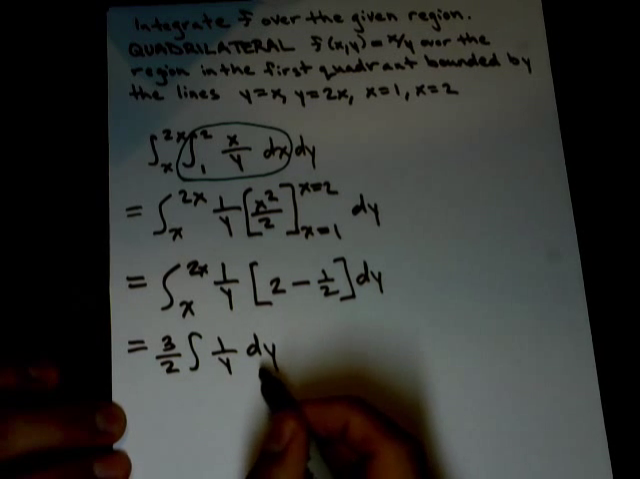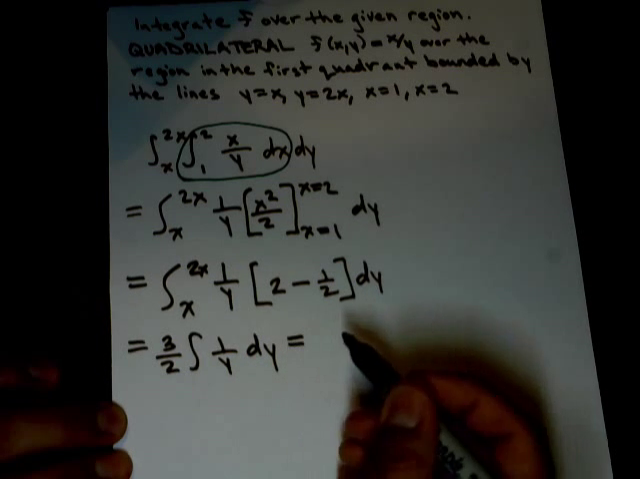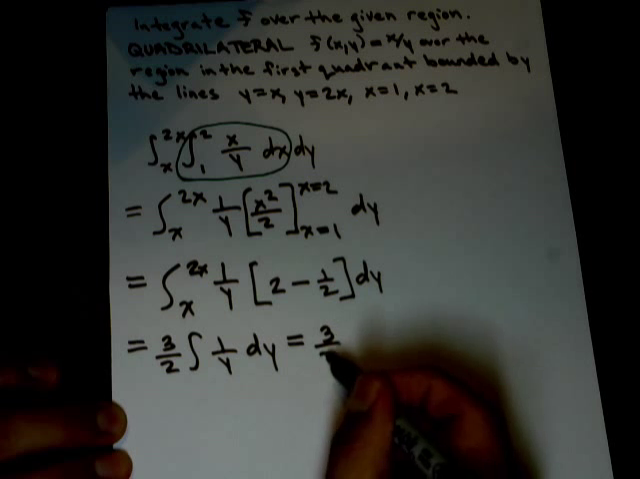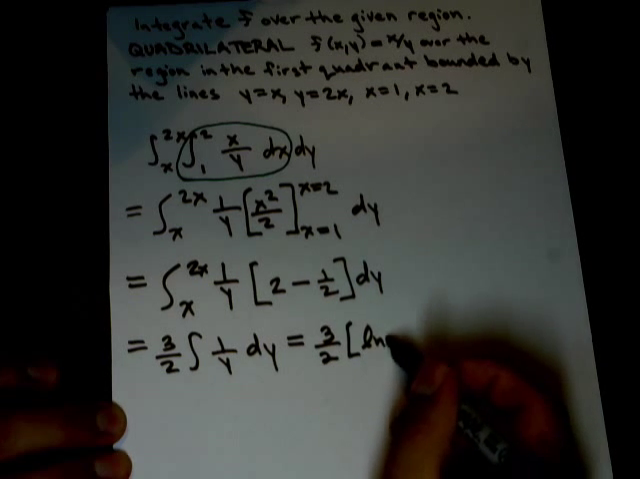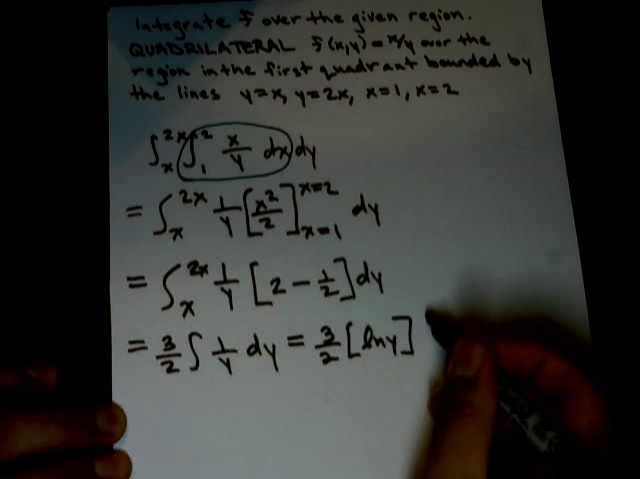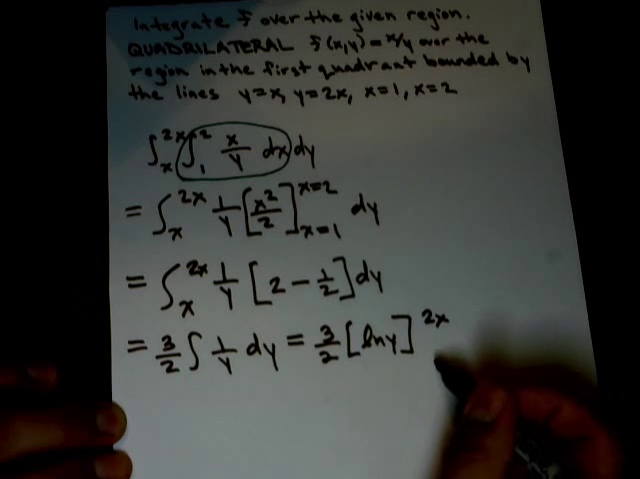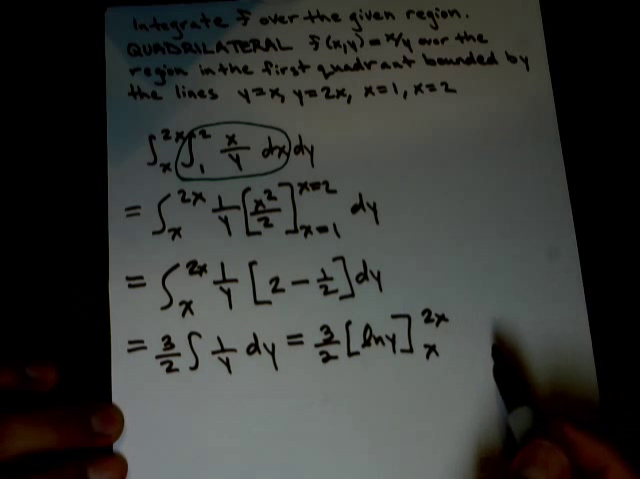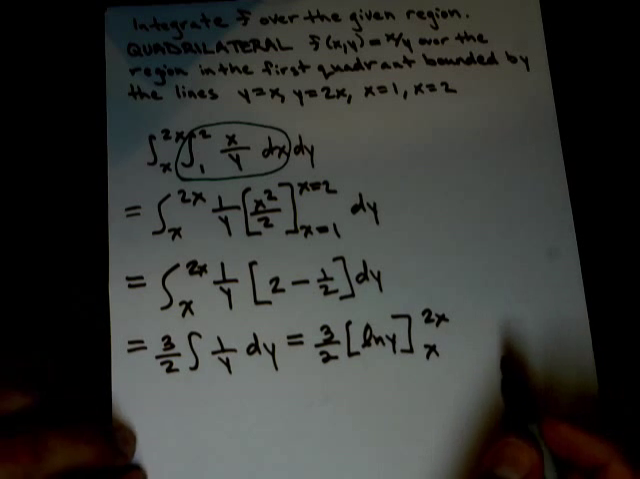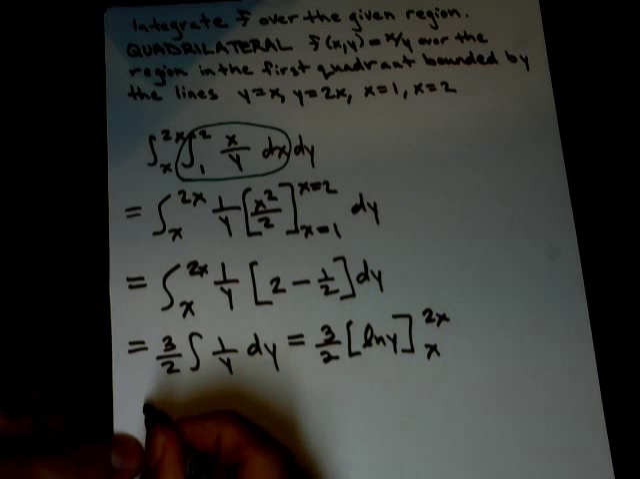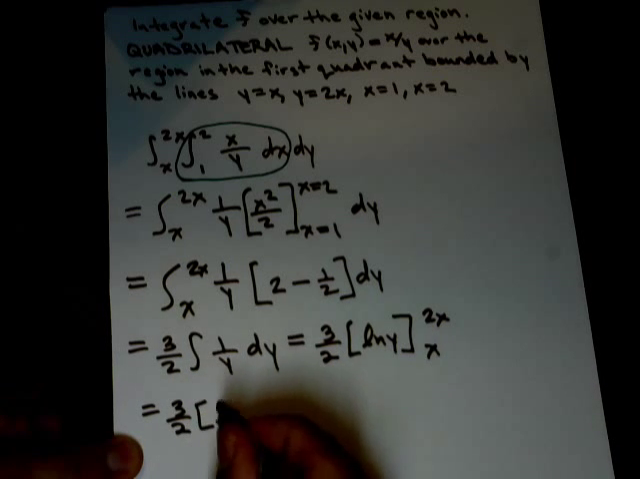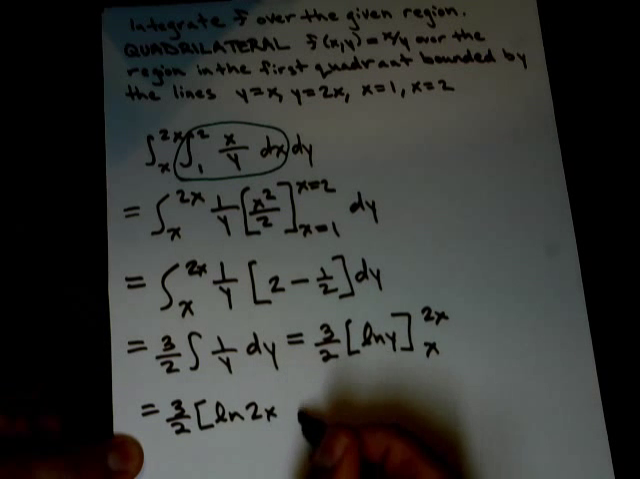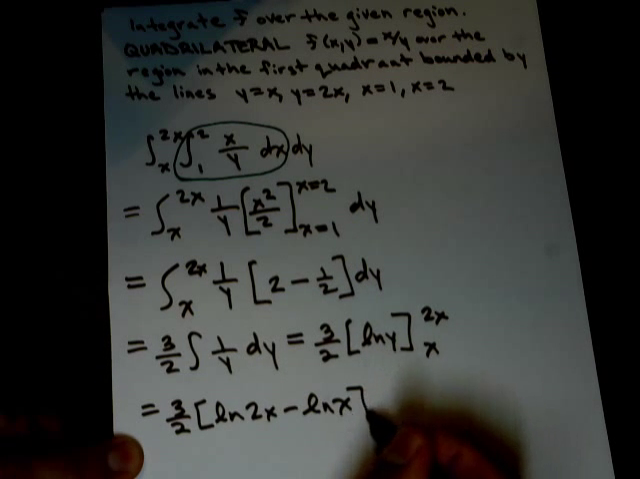And we know how to integrate this. This is just the natural log. So we get 3/2 times the natural log evaluated at 2x, the upper limit, and x, the lower limit. And this is going to give us 3/2 times the natural log of 2x minus the natural log of x.